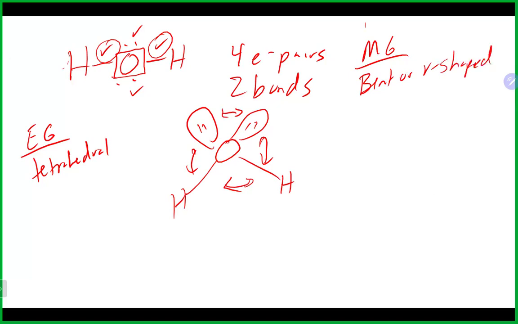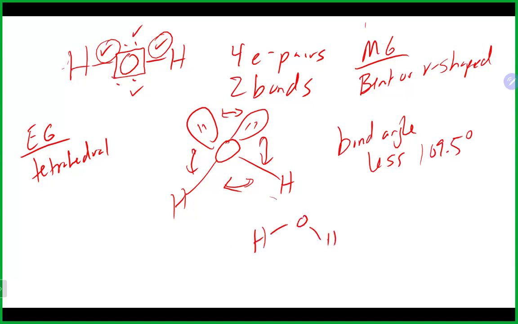This is why we use bent or V-shaped for water, rather than the angular situation that we saw with SO2, because the bond angle here is less than 109.5 degrees, about 104 in the case of water. That is also why you see water typically drawn in this bent or V-shaped way.